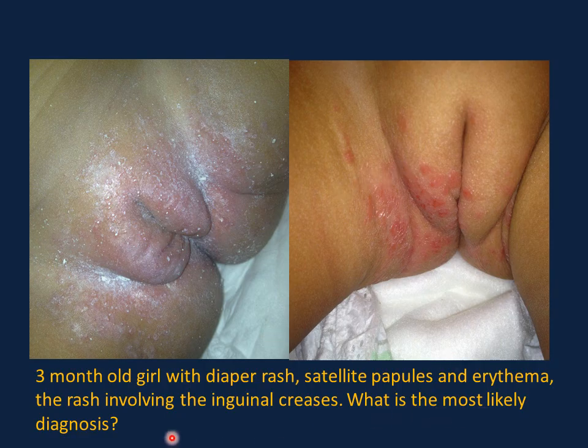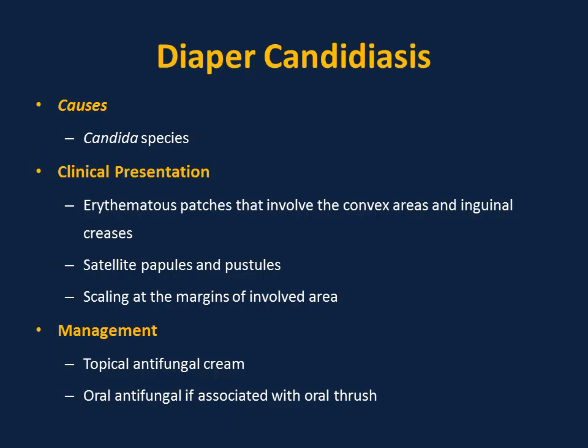So what is the most likely diagnosis? This is a classic presentation of diaper candidiasis or a fungal infection in the diaper area. The species is Candida species. The clinical presentation, you will see erythematous patches that involve the convex area and inguinal creases as well. So different than the contact. The contact involves only the convex area, but the inguinal creases will be spared. Satellite papules and pustules you will see, and you will see scaling at the margins of the involved areas.